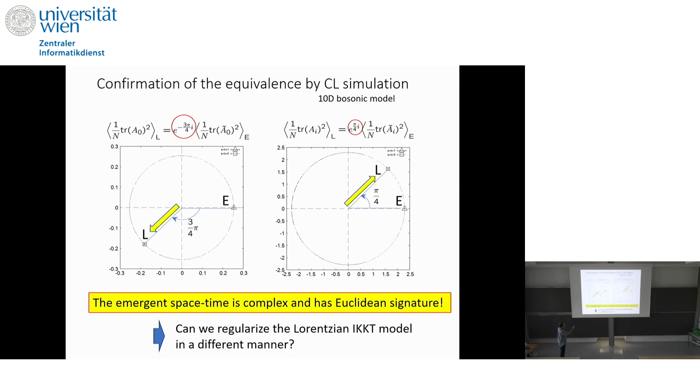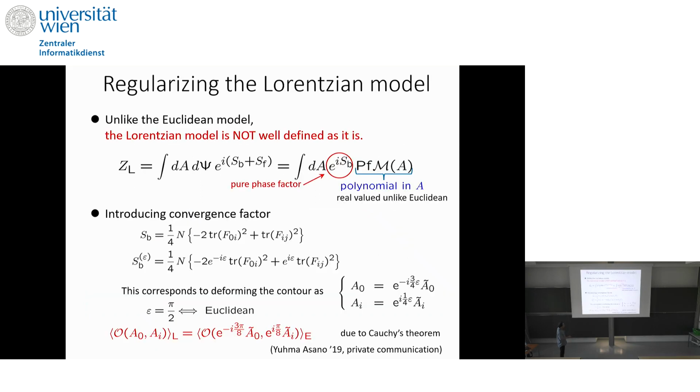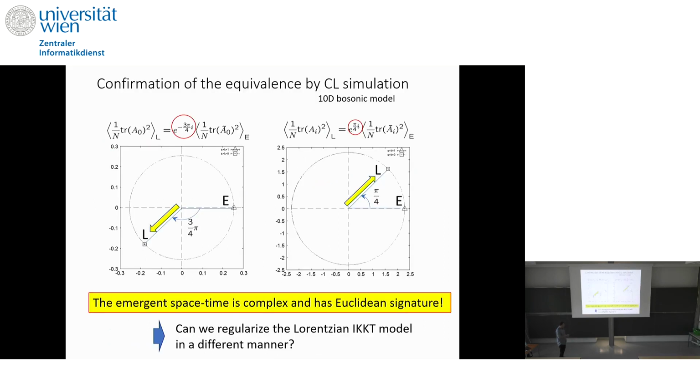Anyway, if you would like to regard this expectation value as a space-time coordinate squared, then obviously they are complex valued, so the emergent space-time is complex, and moreover, since this and this will have a relative minus sign, well, essentially this means that the emergent space-time is Euclidean, as it should, because I have just said that this Lorentzian model, after doing this regularization, is just equivalent to the Euclidean model. So the question here is, how can we regularize the Lorentzian IKKT model in such a way that it becomes inequivalent to the Euclidean model?